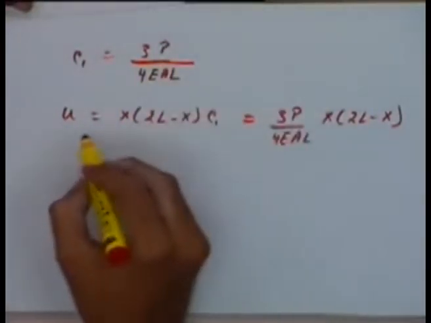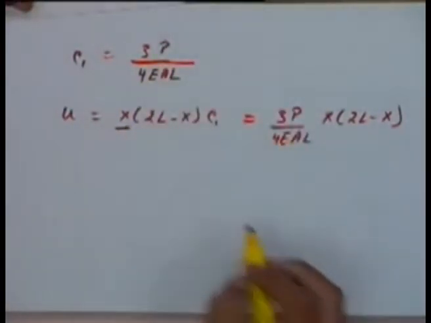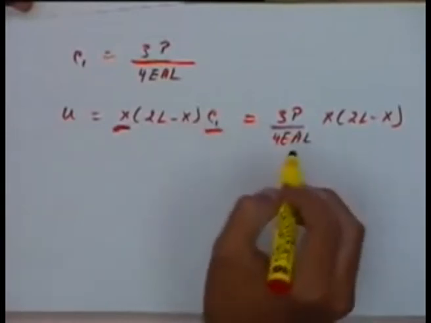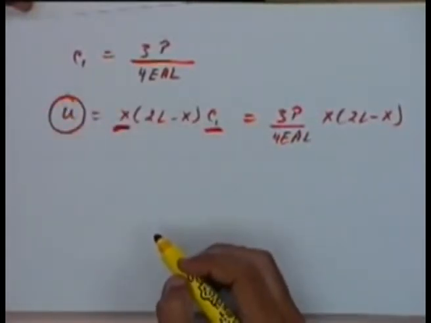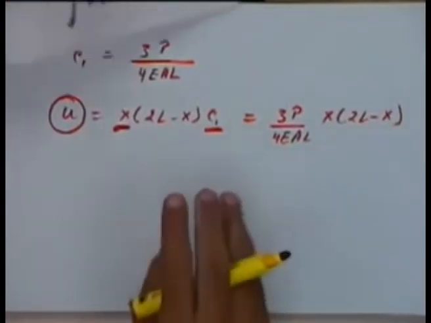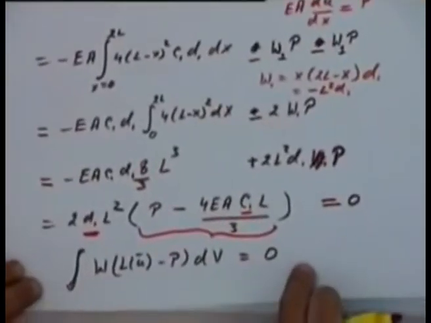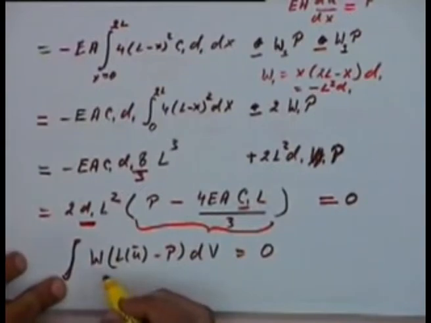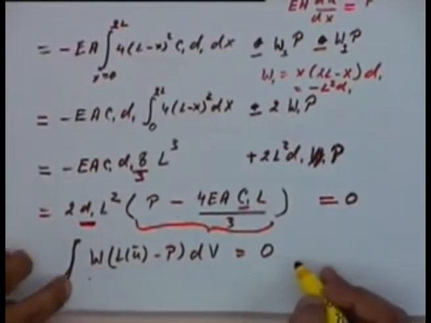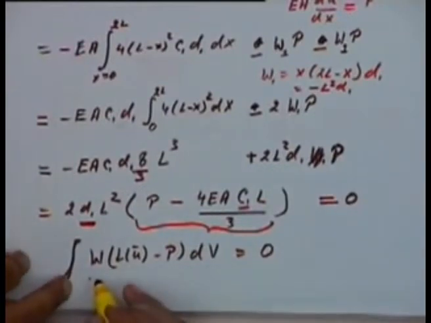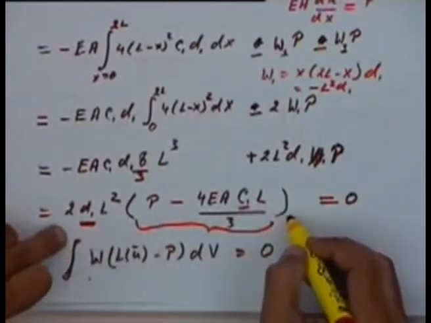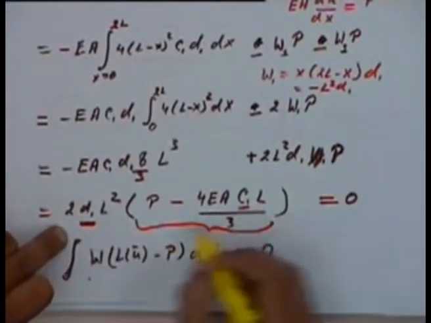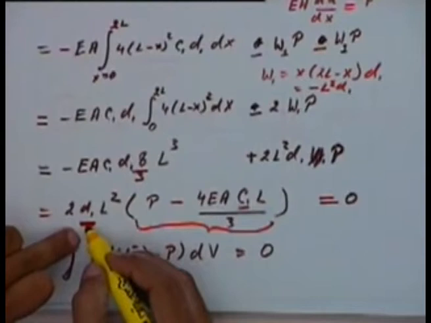Okay, so this way we are basically able to get the value of C1. As a result of that, we are able to get a value of the deformation. What we assumed initially was that we will take a weight field W and try to get this integral equal to 0 for all possible weight fields. That is why this weight field has a parameter D1. So we want this integral to be equal to 0 for all values of D1.